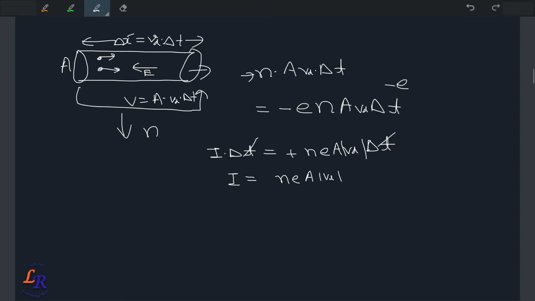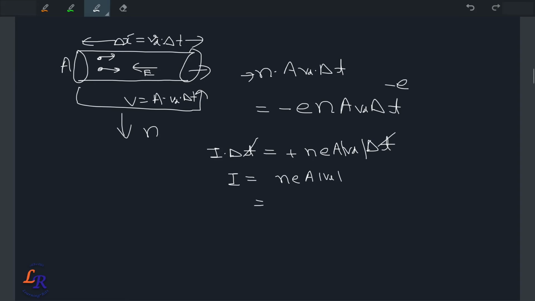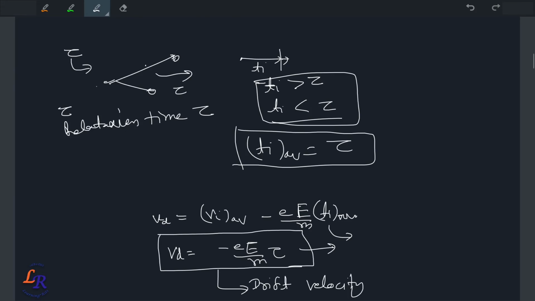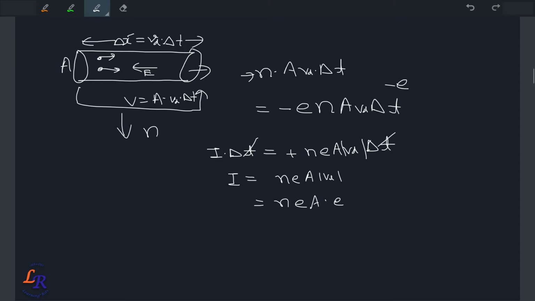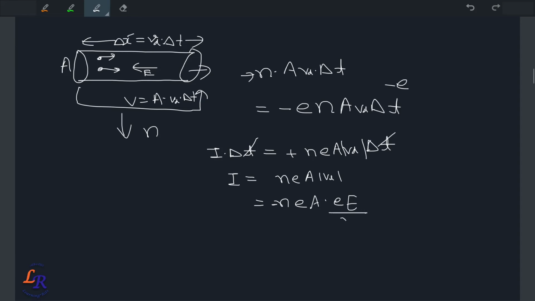And now if I utilize the equation we just got, the dependence of Vd upon electric field, when we apply that, it will become n e A into minus e E upon m tau, right? So this is the equation you get. And here let's talk about the electric field and the magnitude of the electric field. And here we have taken a mod, right? So here it will be plus, right?